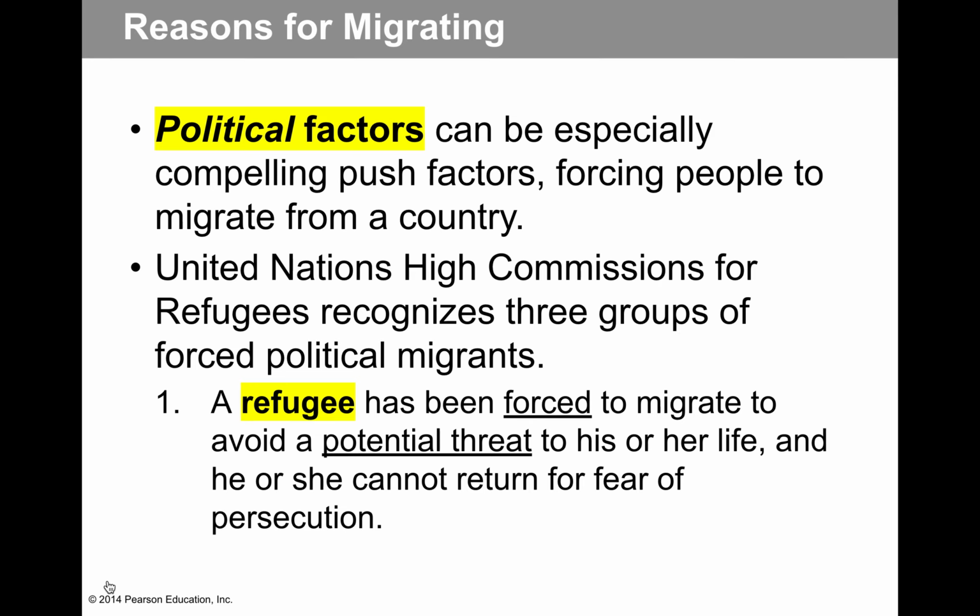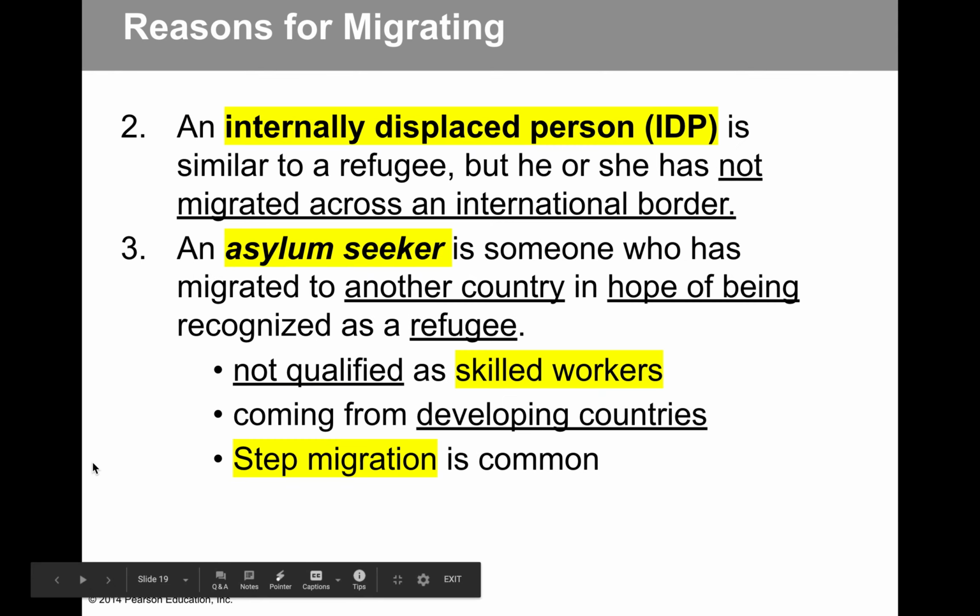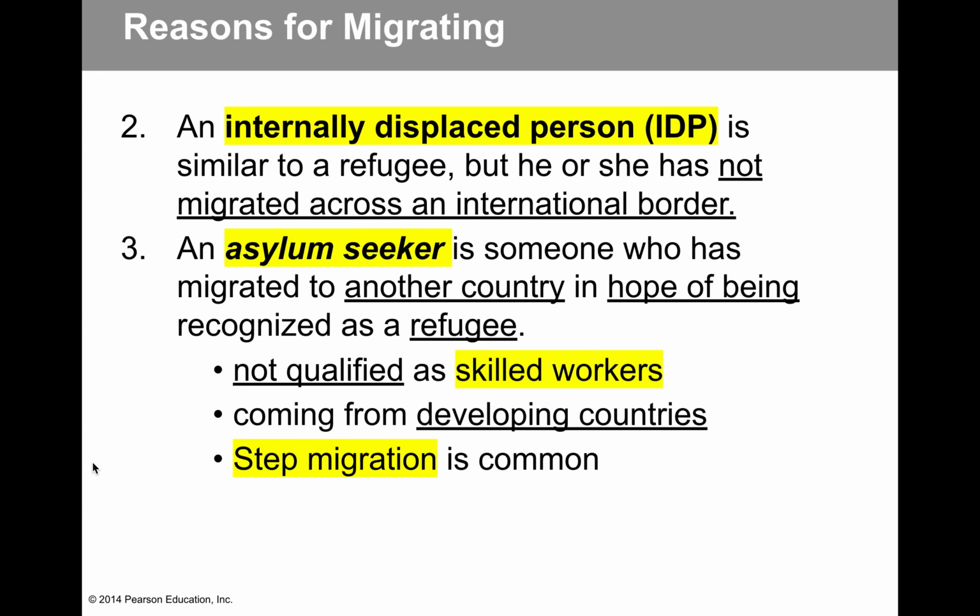Political factors include refugees, who are people forced to migrate out of their country because of a potential threat to their life or because they fear imminent persecution. There are also internally displaced persons. They're similar to refugees, but they have not crossed international borders. They have not gained acceptance into a country. Asylum seekers migrate to another country hoping to be recognized as refugees. Skilled workers do not qualify.